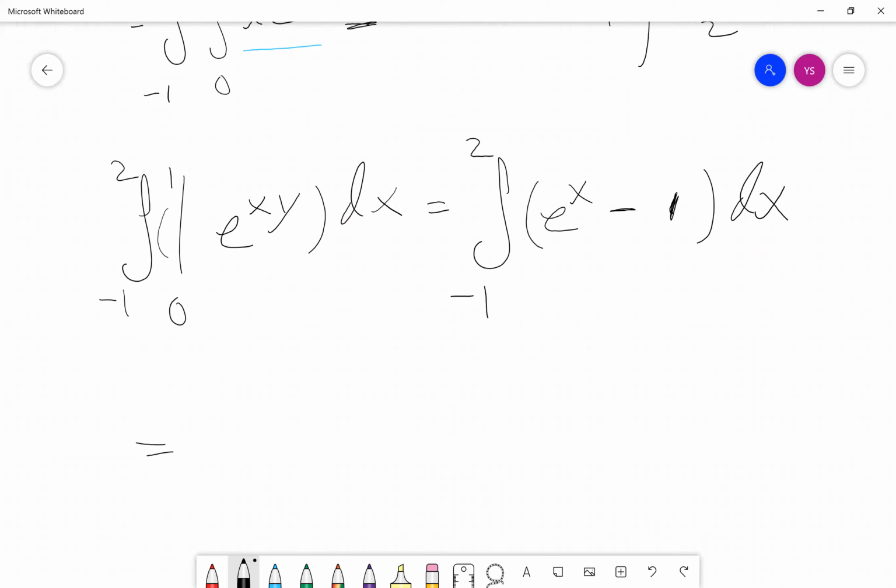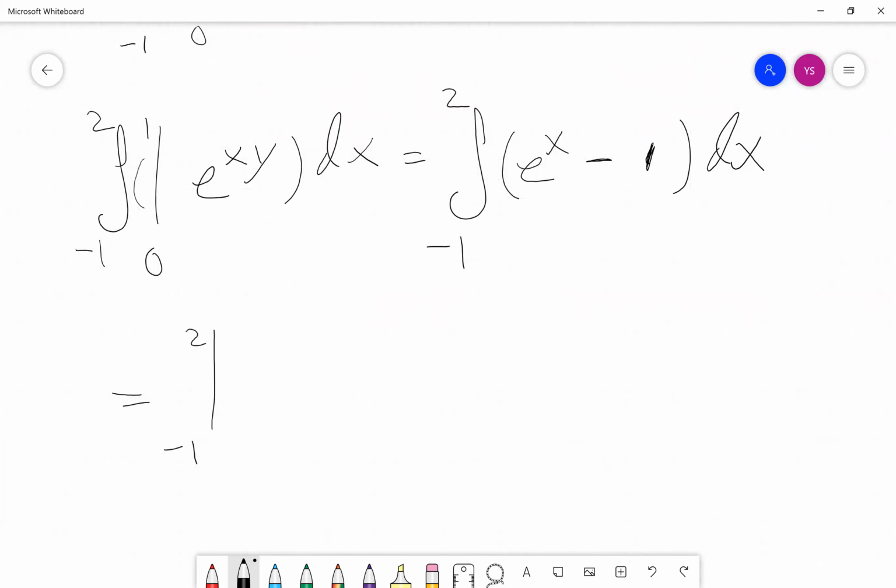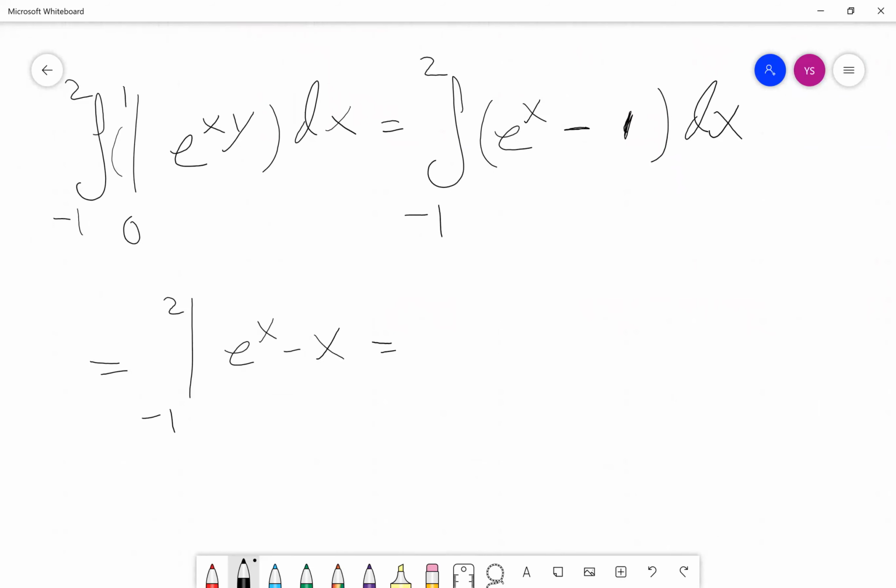Okay, so now this is going to be, again, we have bounds from -1 to 2. The derivative of e to the x with respect to x is e to the x. The derivative of -1 is -x. And then we plug in, so we get e to the 2 minus 2 minus e plus 1.